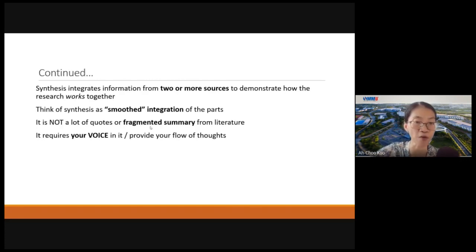And synthesis integrates information from two or more sources, not just one, to demonstrate how the research works together. For example, the relationship between video games and dreams and dream lucidity, right? So three references, three sources actually mention that, in my example just now. I forgot the name, Genkenbert, and then Dandy, and then Haswan. So two or more saying about the same thing. So that's why we have to further look at that relationship, because the relationship is quite confirmed based on previous studies.